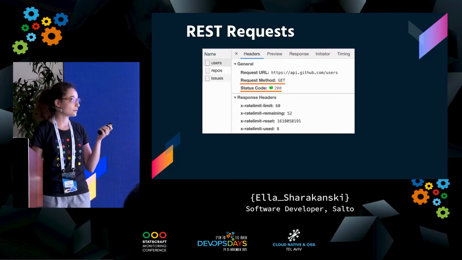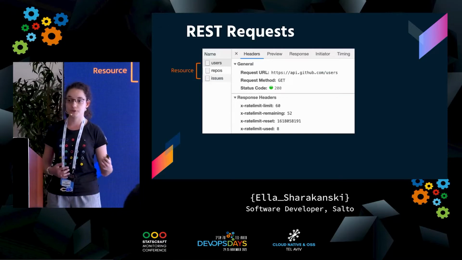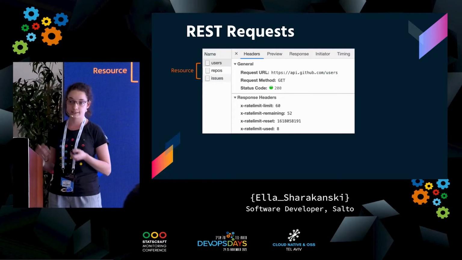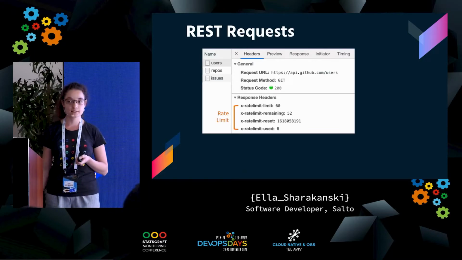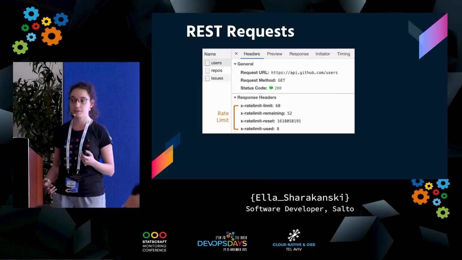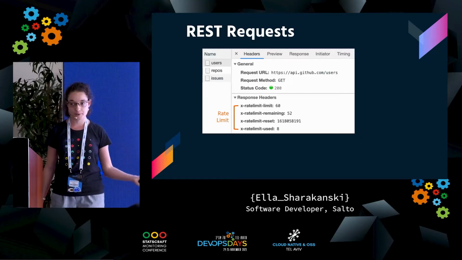And then we have the URL. Because we're using REST, the URL is about the resource. So you can clearly see that I'm asking for users, repos, and issues. And then we also have some headers. In this case, it's some headers that GitHub is using for rate limiting, telling me that I only have 60 requests, and I have already used 8 of them. So as you can see, this is very informative.